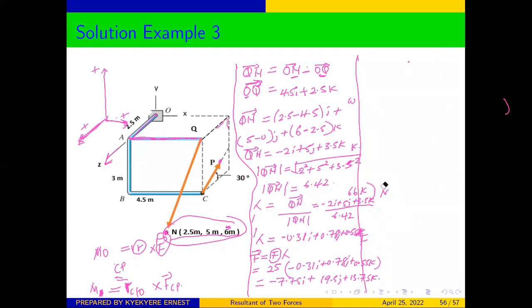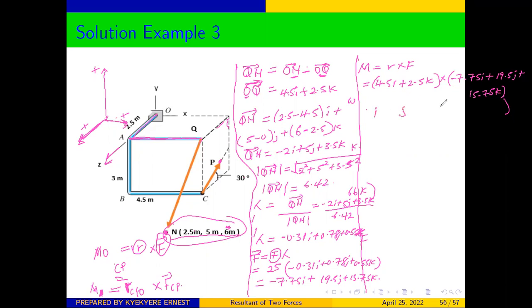Good. So from here, our moment will be equal to R cross F. And we already have R. Our R is 4.5i plus 2.5k cross our F, which we are having negative 7.75i plus 19.5j plus our K, which is 15.75k. So from here, we said that it is easier to do it in the matrix way.